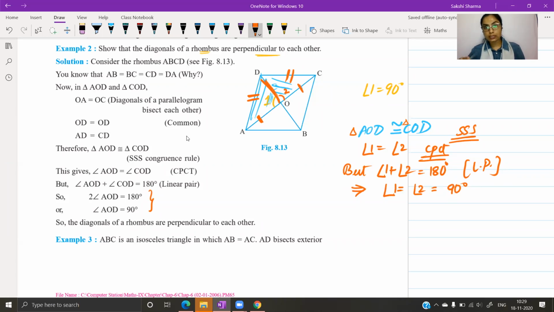If you have 2 angles which are equal and their sum is 180, each of them must be 90 degrees. So that's what you get. And if angle 1 is 90 degrees, that means the diagonals are perpendicular to each other at point O. That's what we wanted to prove.